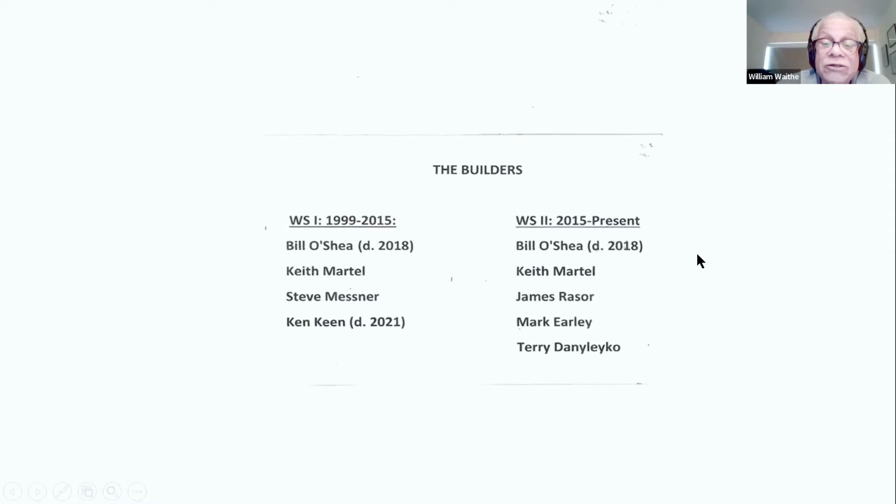It required transferring by 2 elevators. But I had the same help: Bill O'Shea, Keith Martell, James Razor, who joined us later, and he was a young architect, and he's done some exquisite, fine work on some buildings, which you will see. And 2 new members, Mark Early and Terry Denleko.